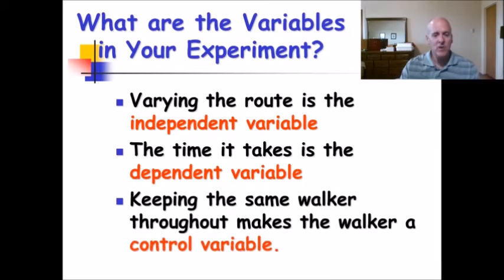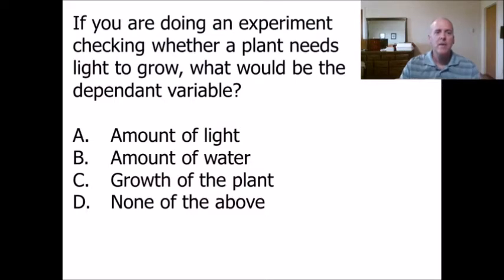Keeping the same walker throughout makes the walker a control variable. Other controls would be the type of shoes you're wearing, the weather, the number of times you hit the stoplight red. All of those things need to be kept the same. So if you're doing an experiment checking whether a plant needs light to grow, what would be the dependent variable?